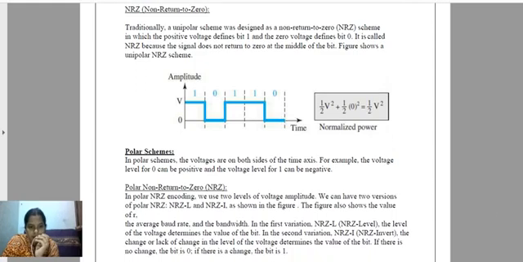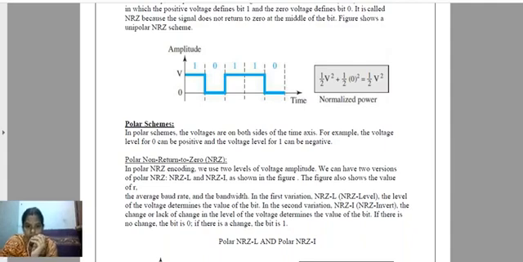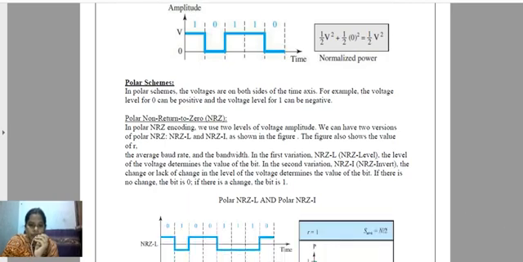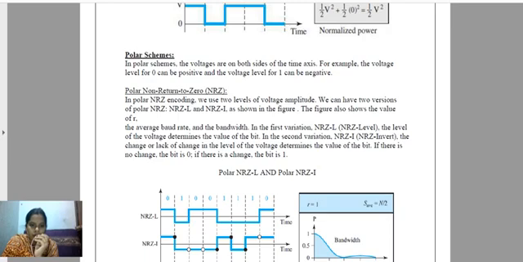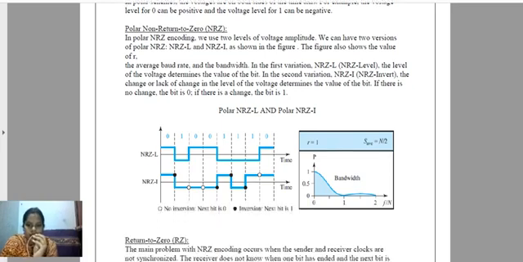In the polar scheme, as the name suggests, we have two levels for voltage: level 0 can be positive and level 1 negative. Here we have polar non-return to zero, which is again divided into NRZ-L and NRZ-I. NRZ-L means non-return to zero level, and NRZ-I is non-return to zero inversion. Let us see how this is done.